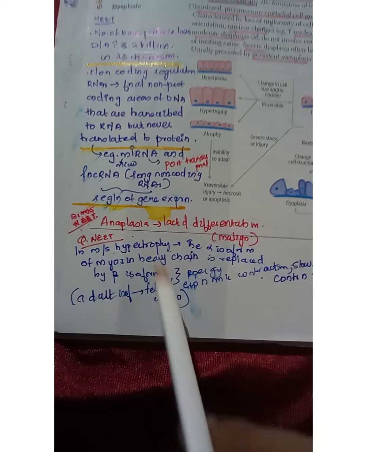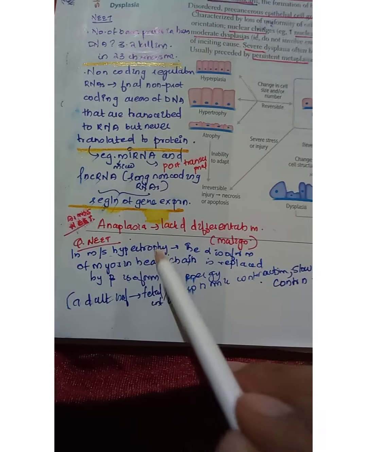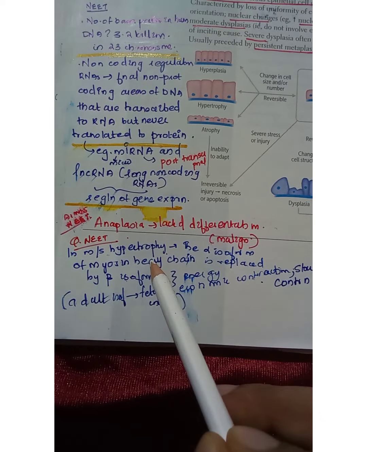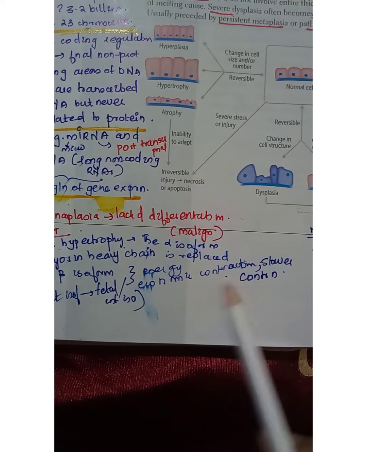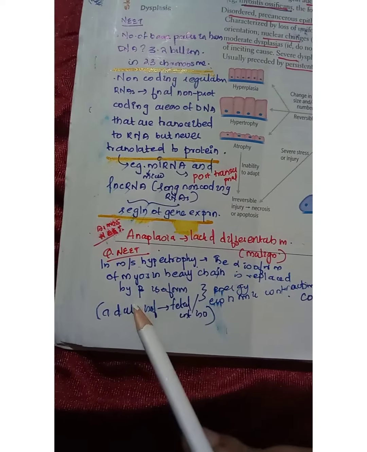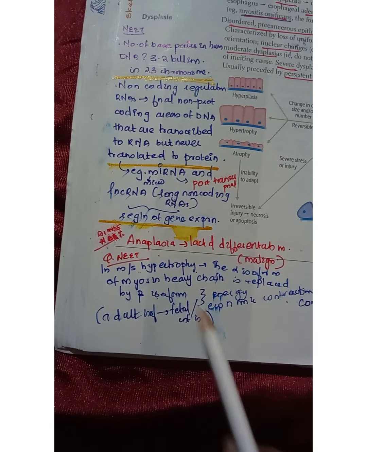Why is this happening? During muscle hypertrophy, the muscle is doing a smart work, that it is trying to conserve the energy for contraction. In order to have an energy economic, slower contraction, the muscle converts the alpha isoform to beta isoform. Alpha isoform is the adult isoform, beta isoform is the fetal isoform.